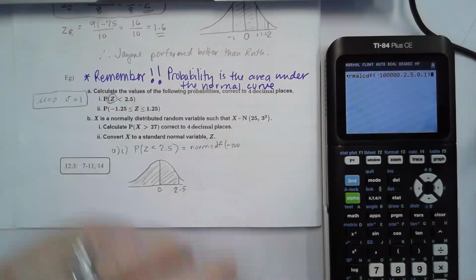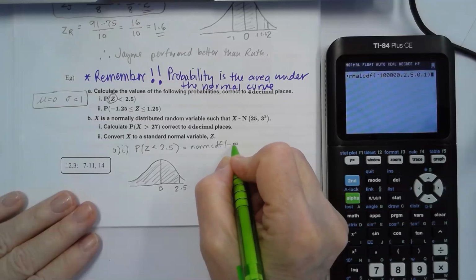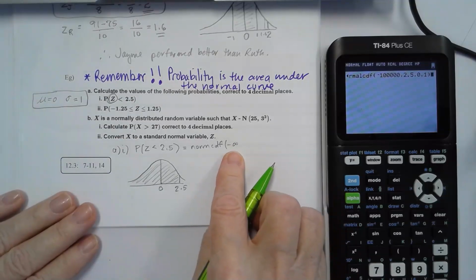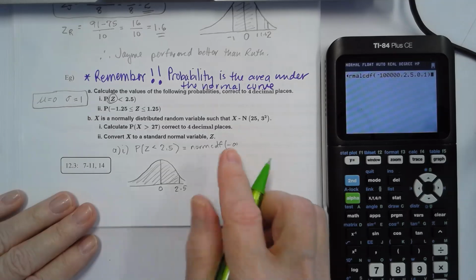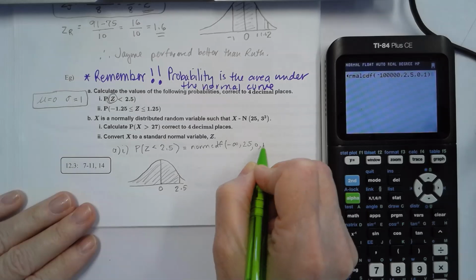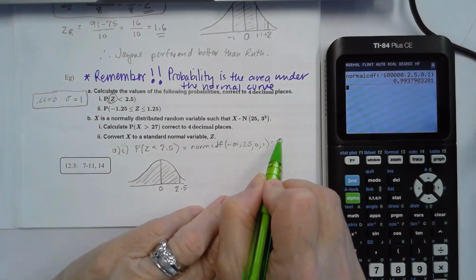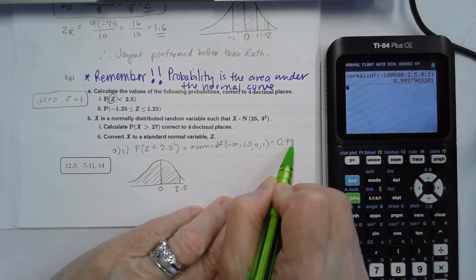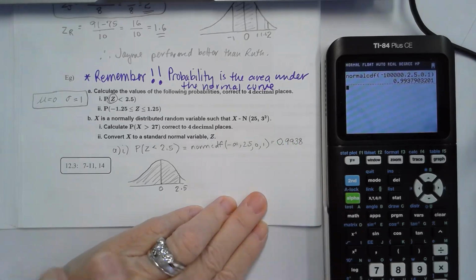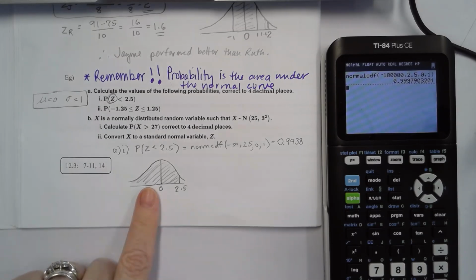You could even put this, so you don't have to write a bunch of zeros. Put negative infinity. That tells the calculator that you put a big negative number in there, really, really left. And then 2.5, then 0, and then 1. And does that make sense to you? 4 decimal places. That makes sense to me. It's really close to 1.